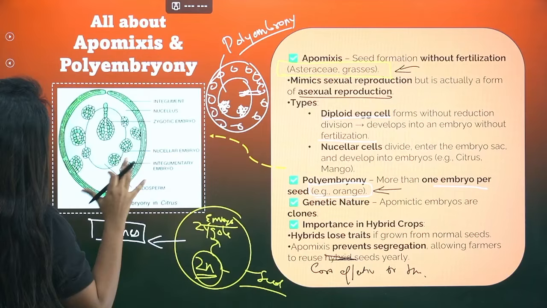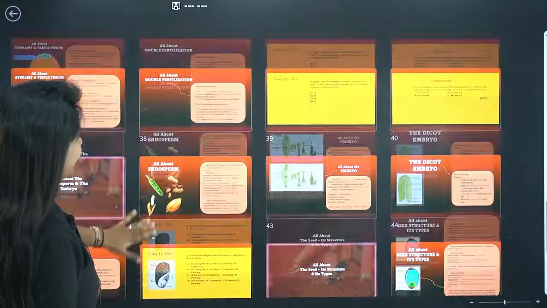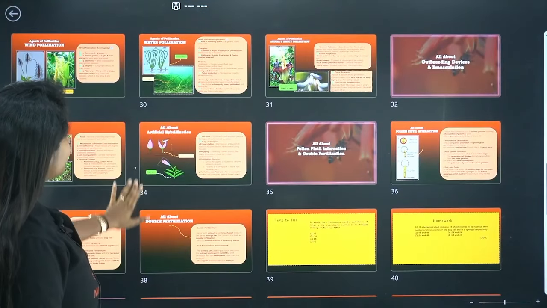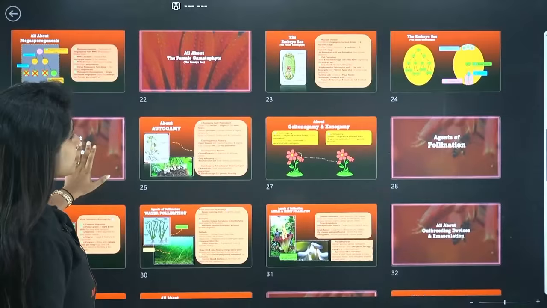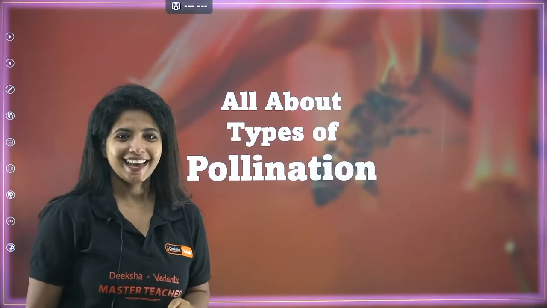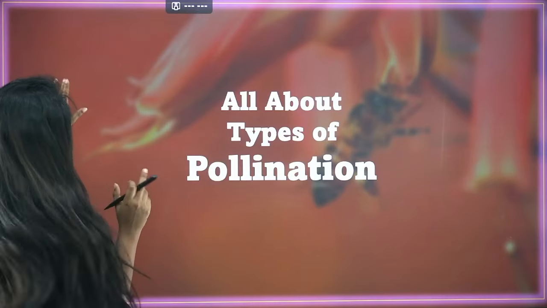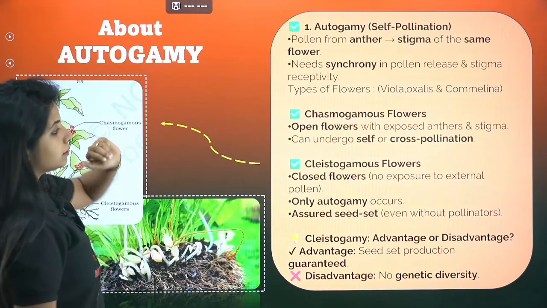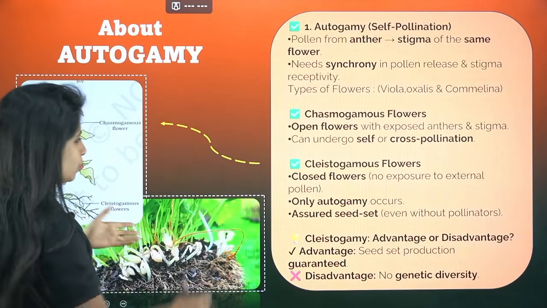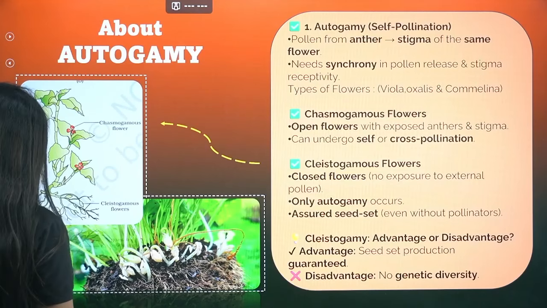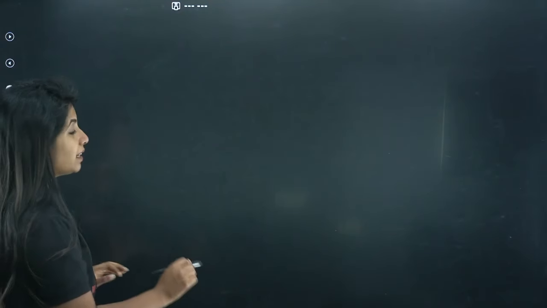Now, we have officially completed the chapter, but we need to cover some very important things that we have missed in between, and that is the types of pollination, as well as a few things like artificial hybridization, emasculation and all of that. So let's study about that also. There are three types of pollination. I'll explain it to you in an easy way.